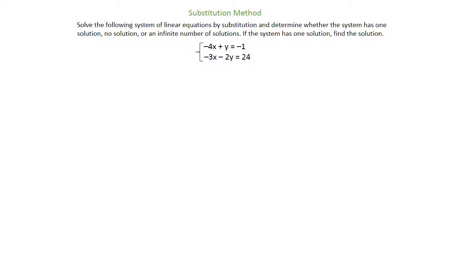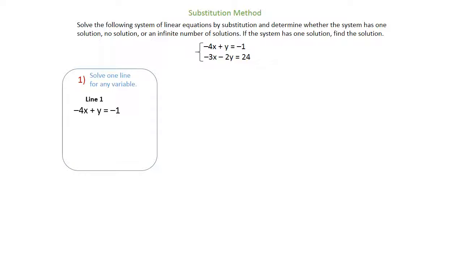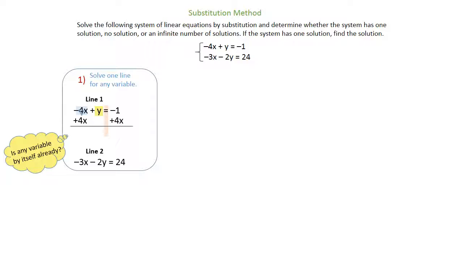For example, we're going to use the substitution method to solve a system of linear equations. So we're going to get started by solving one of these lines for any variable. Really, I want the variable that's already by itself. So you're looking to see, is any variable by itself already? And in that first line, the y is by itself. So that's the one I'm going to solve for. I'm going to do that by adding 4x, and that gives me y equals 4x minus 1.